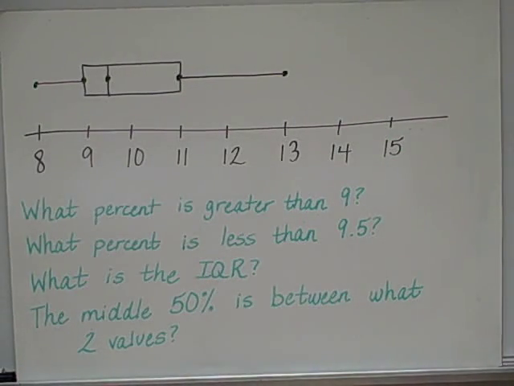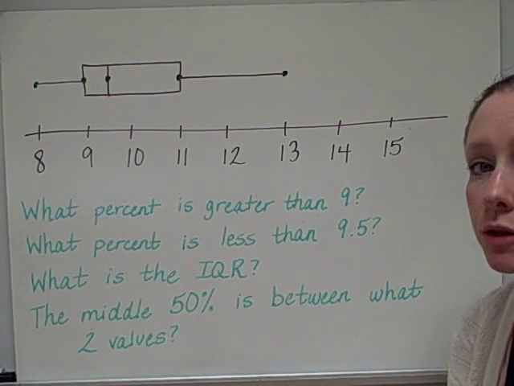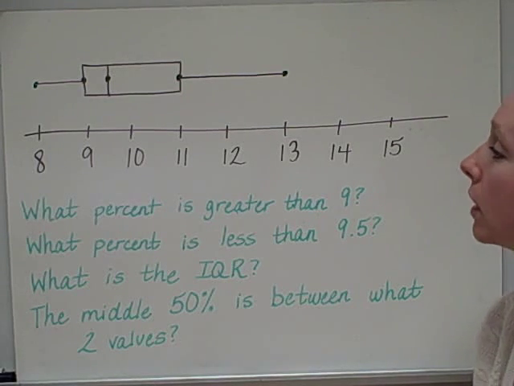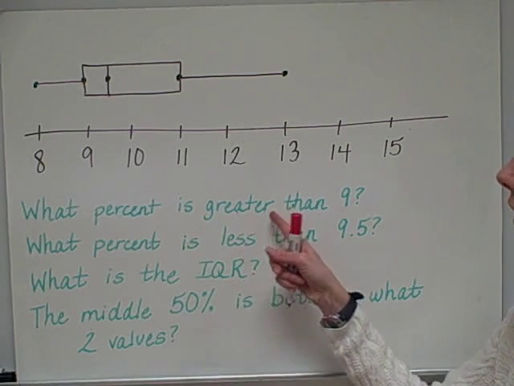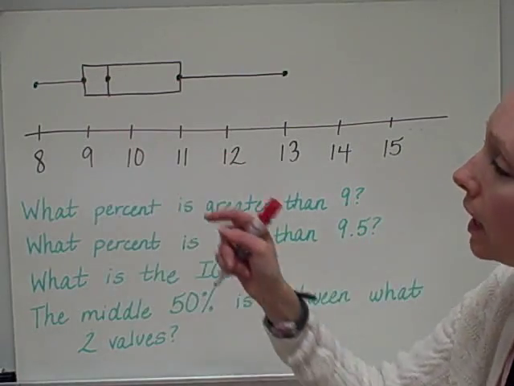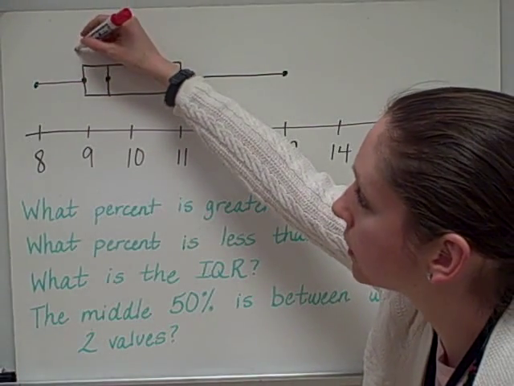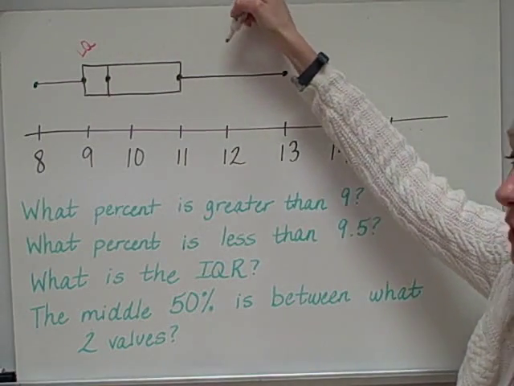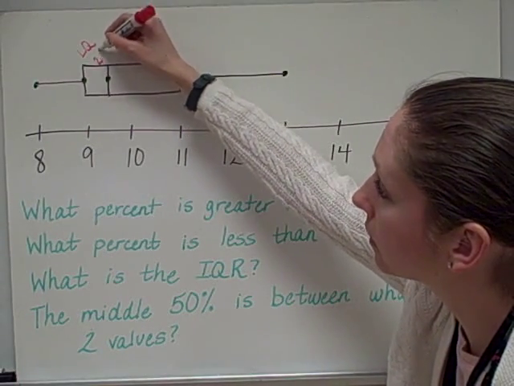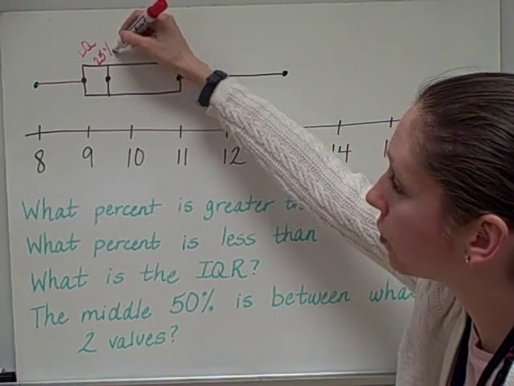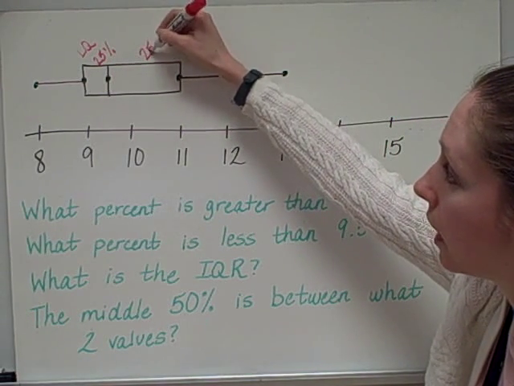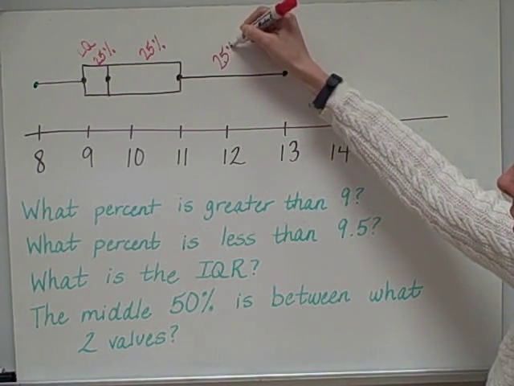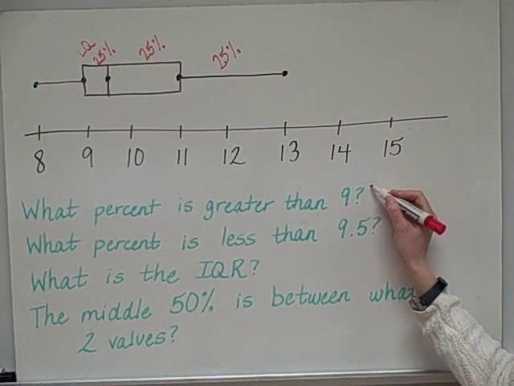Here are some analysis questions. Whenever you get a box and whisker plot given to you, these are the types of questions that you're going to be asked. What percent is greater than 9? Well, 9 right here, guys, is my lower quartile. If I know that each quartile represents 25%, then that means greater than 9 will be 3 of the sections, or total of 75%.